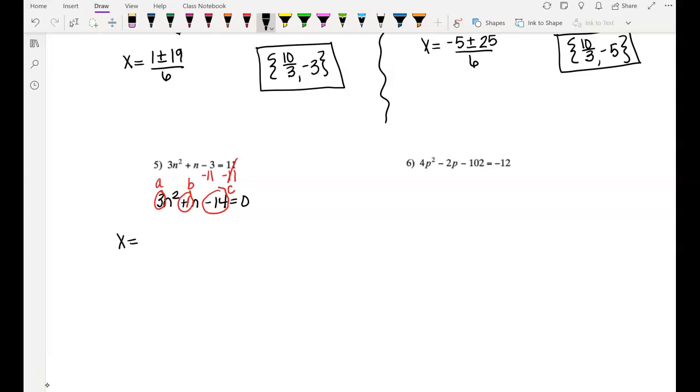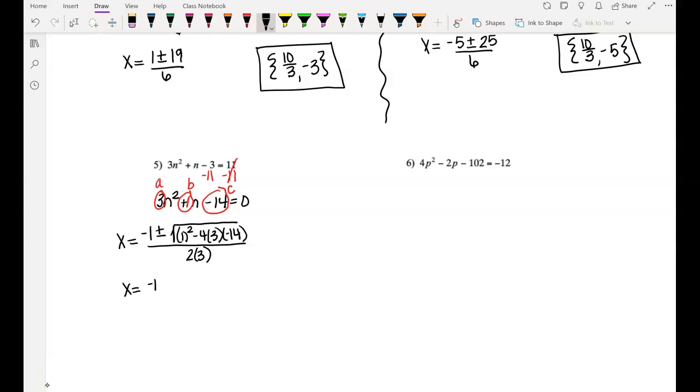So x equals negative 1 plus or minus the square root of 1 squared minus 4 times 3 times negative 14, all divided by 2 times 3. So I made sure that one side was equal to 0. Once that happened, I can now take my a, my b, and my c and substitute it into the equation. Now I can work on simplifying.